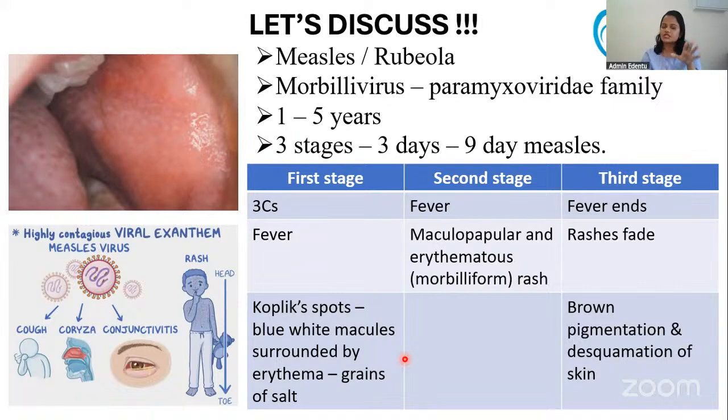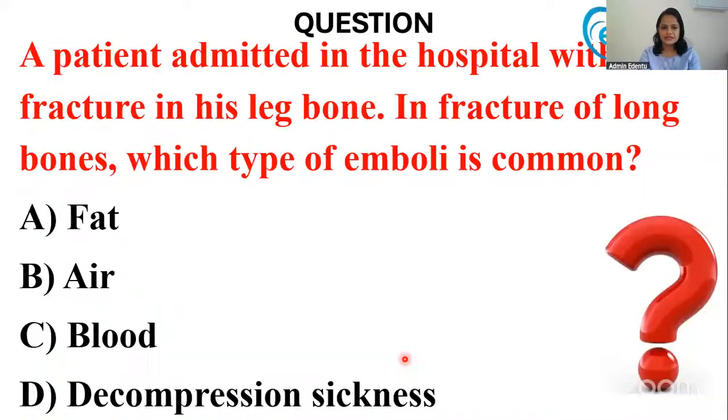Okay, so in the first stage, remember the 3 C's, along with that Koplik spots also. In the second stage, fever and the rash. Third stage, all the symptoms will start fading and the desquamation of the skin will also start happening. Okay, so this is the characteristic feature in measles.